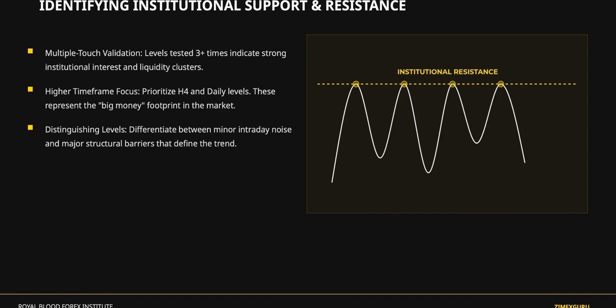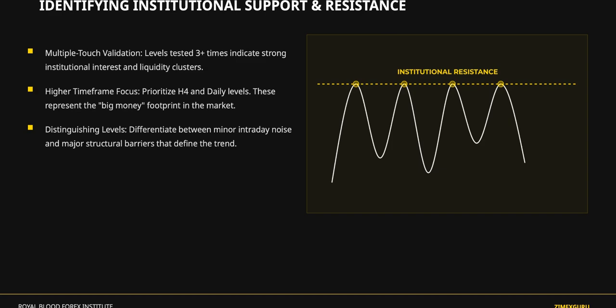So identifying institutional support and resistance. The first thing that you need to understand is to identify the institutional support and the resistance. So multiple touch validation: a level tested 3+ times indicates a strong institutional interest in liquidity clusters. So a level that has been tested more than 3 times means that there is an interest at that level. Institutional traders, smart money, are interested in that particular level. That is why price keeps coming back to that level. There are orders there, there is liquidity, and there is a liquidity cluster.